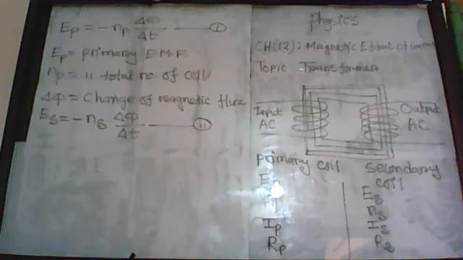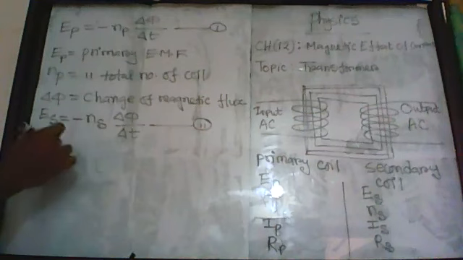Now, ES equal to what? ES equal to the output voltage. It must be the AC voltage, okay? So here ES is called the output AC voltage. And NS equal to number of coil in the secondary part. Delta phi is the total change of magnetic flux in the secondary coil for the case of time delta t.